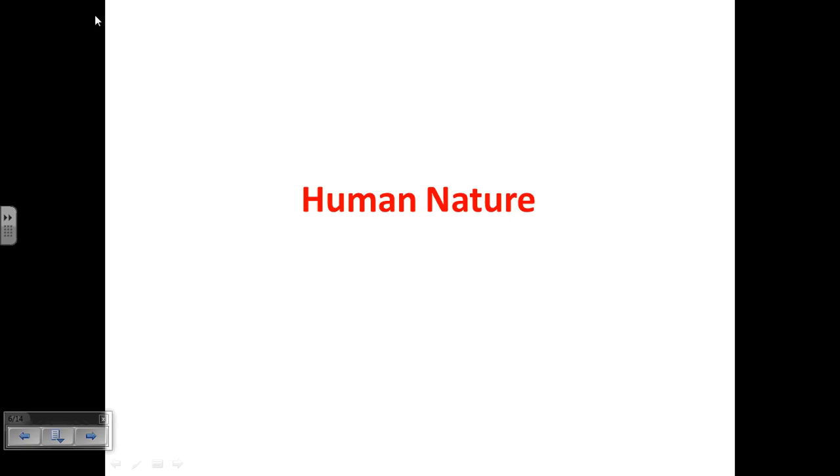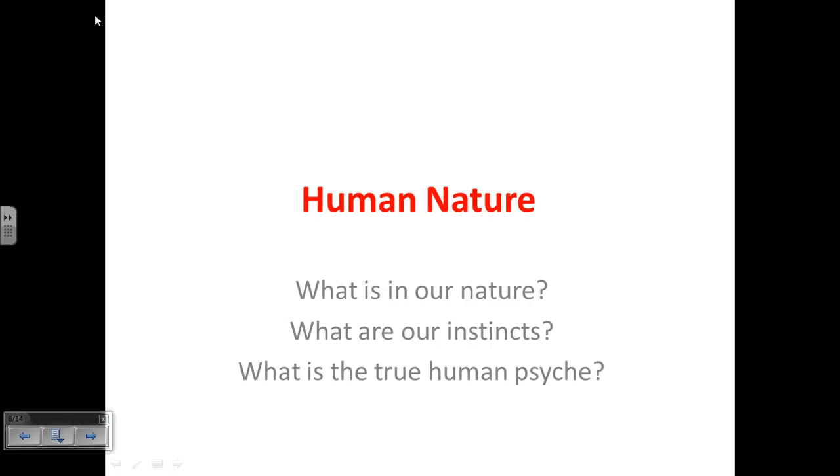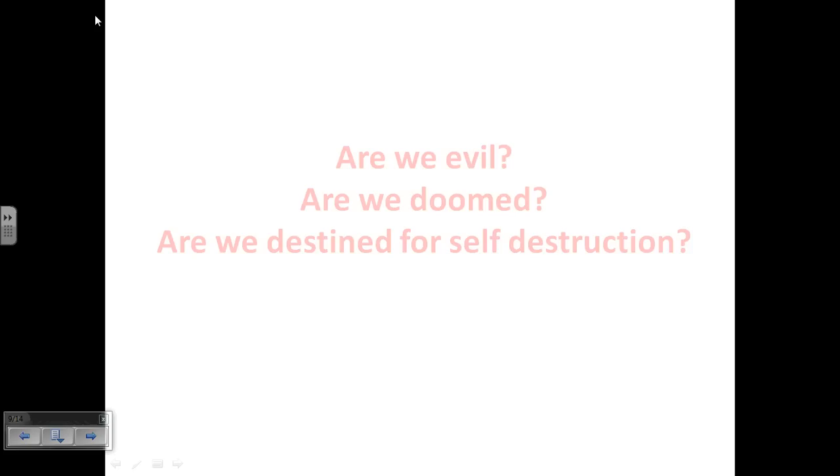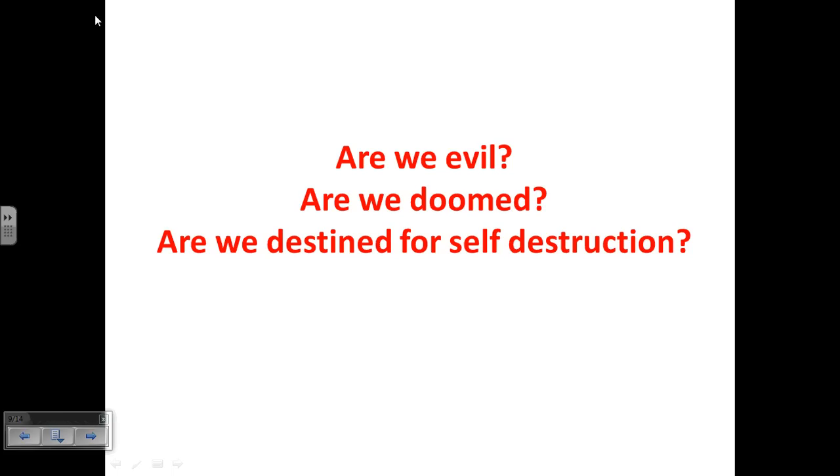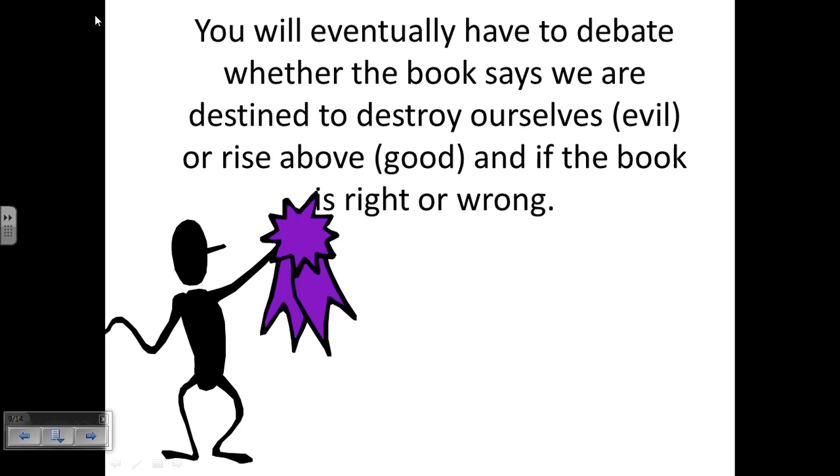That's Golding. And related to the idea of being evil, something to think about is human nature. What is Golding saying about human nature? What is in our nature? What are our instincts? What is the brain truly wired to do? And related to that, are we evil? Is there something about us that is inherently evil as human beings? Are we doomed? Are we destined for self-destruction? Some things like that. And yes, you will eventually have to debate this issue, maybe just on your own, but you should be creating an argument or looking for answers.